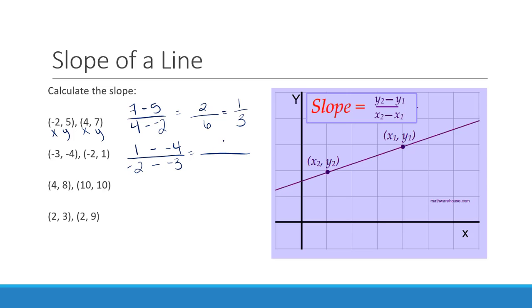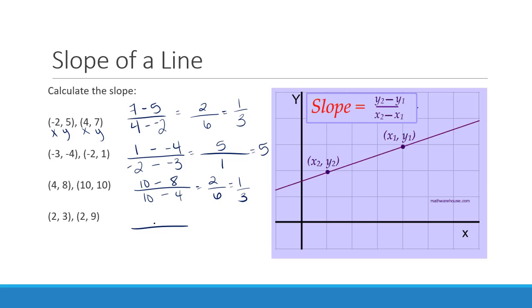1 minus negative 4 gives us 5. Negative 2 minus negative 3 gives us a positive 1. Now 5 over 1 just simplifies down into 5. This next one, we're going to do 10 minus 8, and then we're going to do 10 minus 4. So this is going to give us 2, and this is going to give us 6. Again, it's going to reduce down into 1/3.